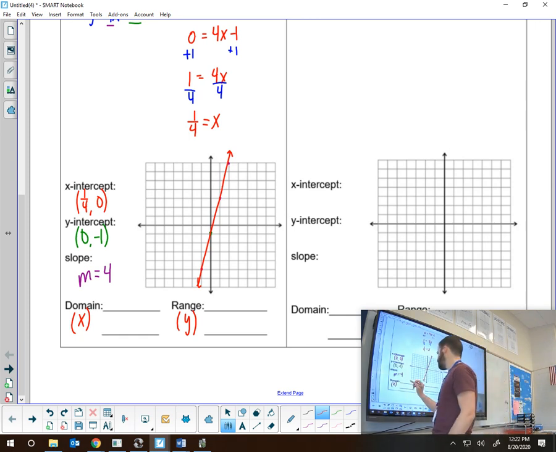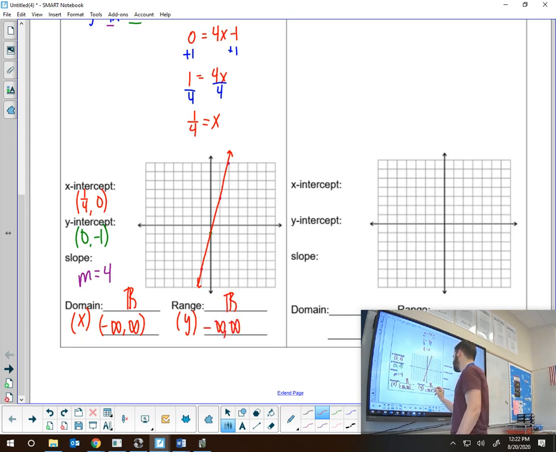So my domain here, all real numbers, negative infinity to positive infinity. My range, all real numbers, negative infinity to positive infinity. It's going to be that same thing for all that we do with linear equations. However, it could change. And so be anticipating that whenever we get into other units. But for this unit, it's always going to be all real numbers.